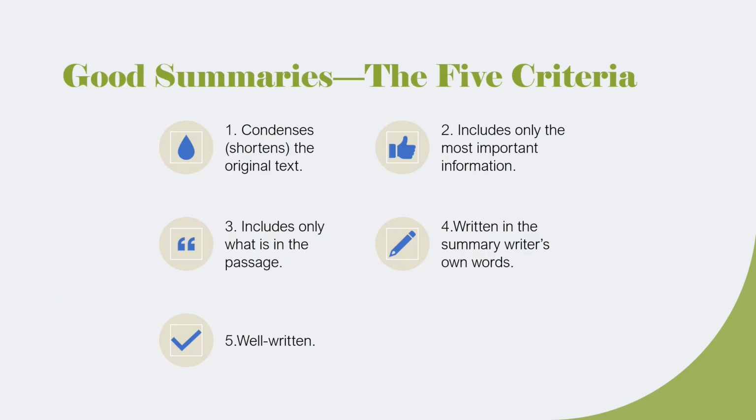Now, good summaries have 5 criteria. Number 1 is that a good summary shortens the original text. Now, you have to be careful of the length and the word limit that you need to follow. While it should be long enough to include all of the important information from the original summary, you have to be careful that a good summary should be 1/4 to 1/3 in length as the original when compared to the original text. Now, if you are given a word limit, then that is what you will follow.